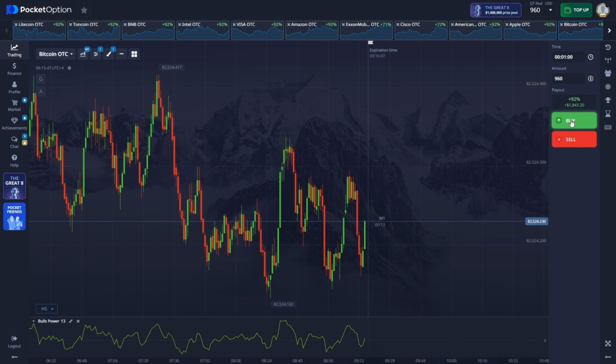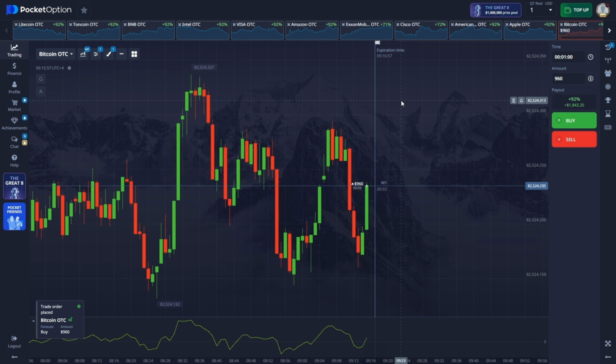Okay, there was a trade on Bitcoin OTC for an upside move. Let's wait for the candle to close. Okay, the candle closed as a green candle above the zero level, so I proceeded with the upside move on Bitcoin OTC for $960.